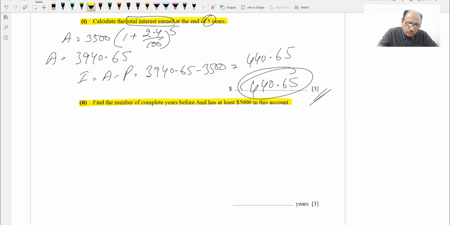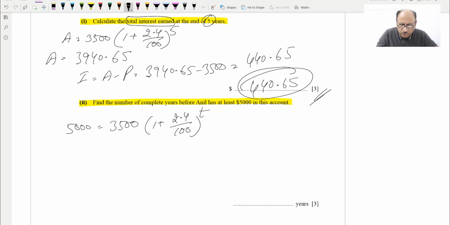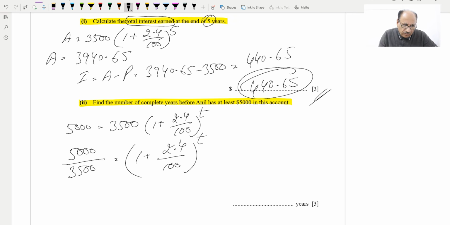in his account. So for an amount of 5,000, we will check how much duration it will take. The same formula we'll be using. This is the amount and the principal amount is 3,500, and 1 plus rate is 2.4 over 100, and the time duration we need to calculate. For this, we write 5,000 over 3,500, shifting 3,500 to the other side, is equal to 1 plus 2.4 over 100 raised to the power t, and we need to find the value of t.